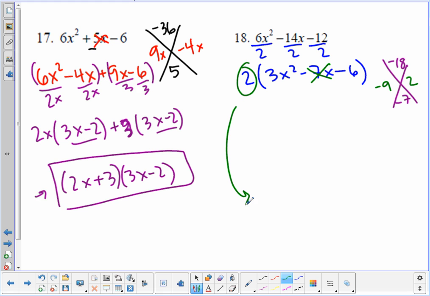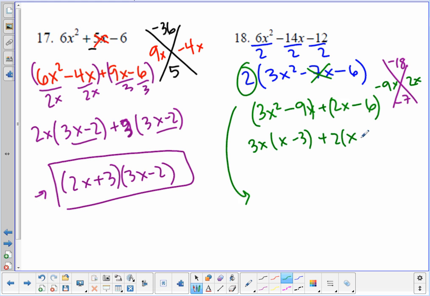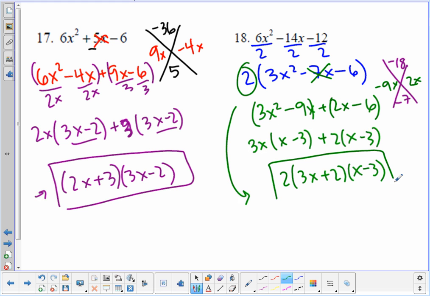This is going to come down to the bottom. Keep 3x squared the same. Put in your negative 9x. Put in your positive 2x. Keep negative 6 the same. So remember, throw x's on those, split the middle. Group and group. From the first group, I can take out a 3x, leaving me with x minus 3. From the second group, I can take out a 2, leaving me with x minus 3. So I have 3x plus 2, x minus 3. Original GCF of 2 is out front being multiplied, and that's that.